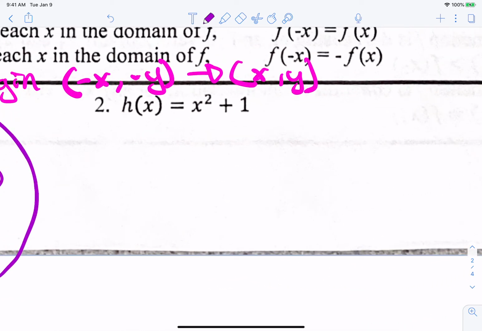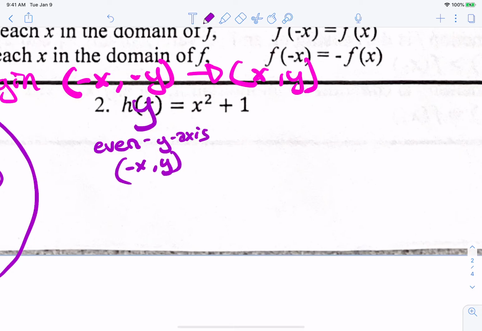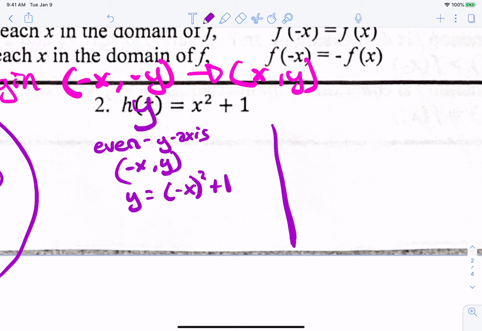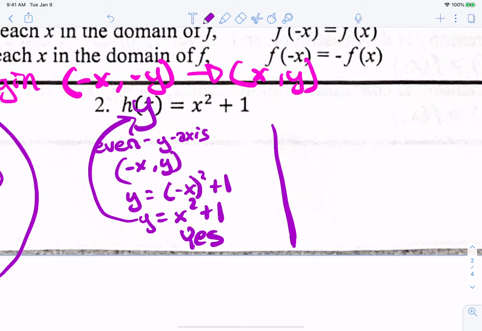Okay, so here's my y. I'm going to test for an even function, y-axis symmetry. So I'm going to plug in negative x comma y, and the y is going to stay the same. Negative x squared plus 1 is positive x squared plus 1, because negative x times negative x is positive x squared. So y equals x squared plus 1. Is that the same thing as what I had before? Yes, it is an even function.